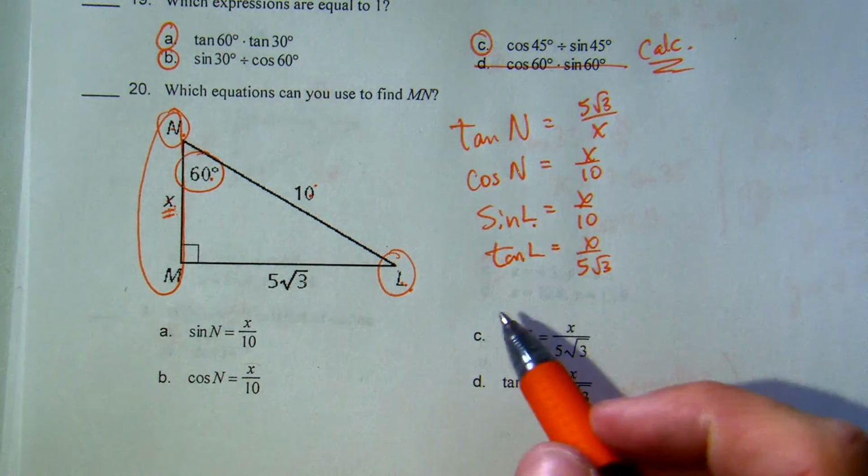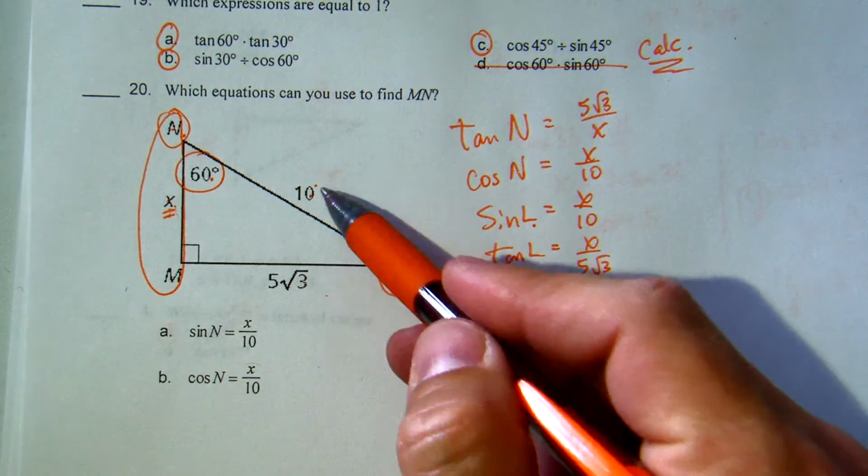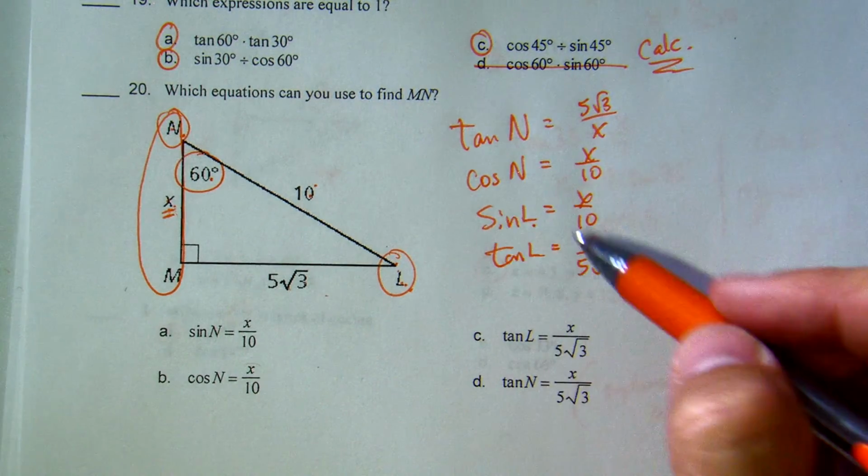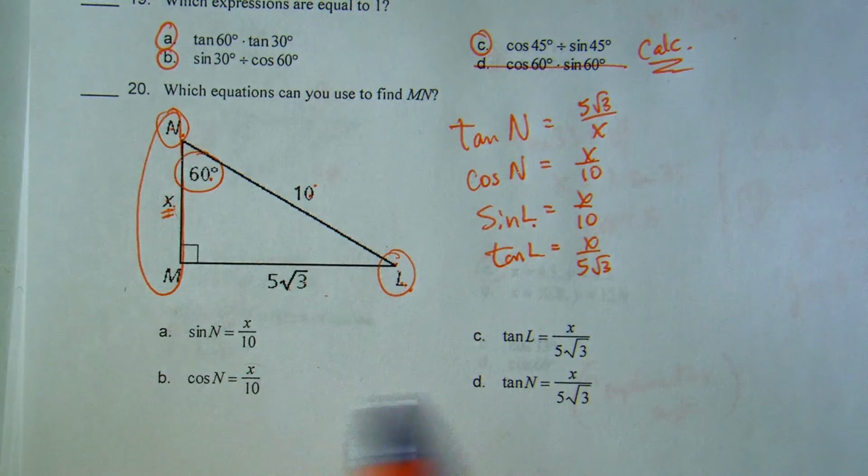Now the other ones don't help me, right? Sine of N doesn't give me x. Cosine of L doesn't give me x. But those four do. Now, do any of these match our answers?